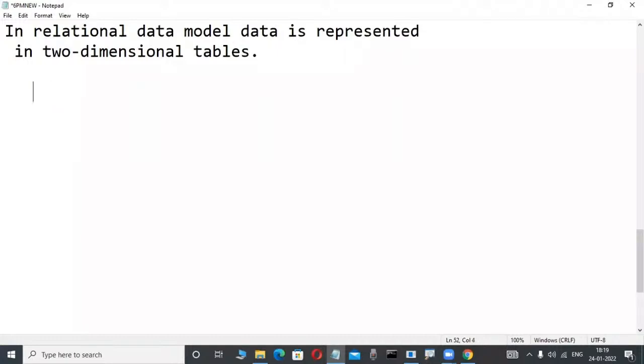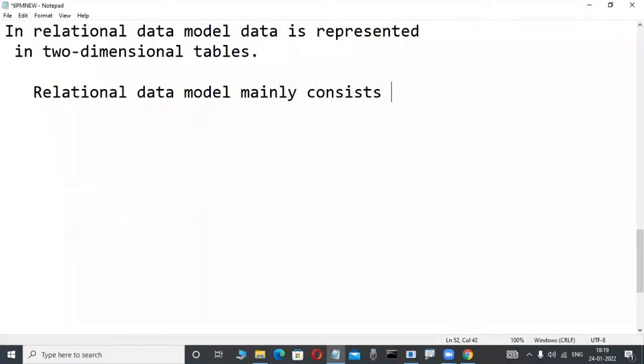Any relational data model product we observe mainly consists of three components. What are those components? You must be familiar with these names before we start our courses. Concentrate here. What is the first one?